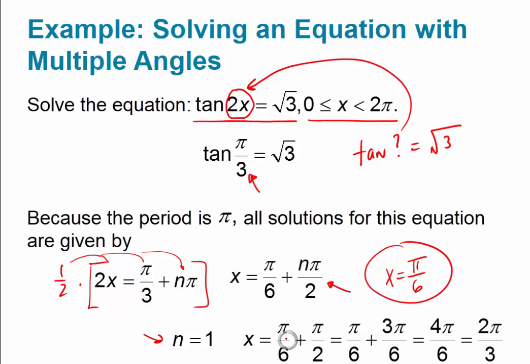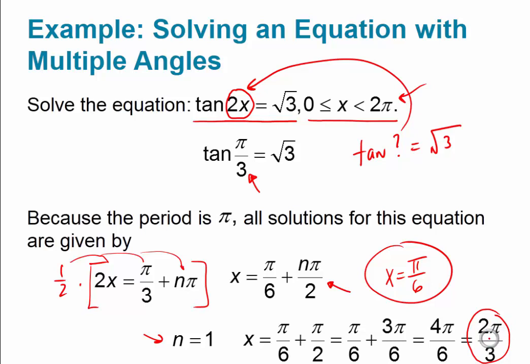And so you can see this, pi over 6 plus pi over 2. Now we're going to get a common denominator to add these two fractions together. Pi over 6 plus 3 pi over 6 gives us 4 pi over 6, and when we simplify that, that gives us 2 pi over 3. So there is now our second answer. And notice we haven't gone outside of our boundaries yet. We haven't gone past 2 pi. This is not even pi yet, so we're still going to keep going.